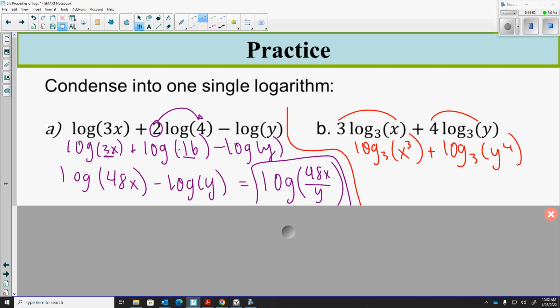Like if this was a 4 as well, right? You're saying could you combine them and just leave the 4 in front? It depends on what these are. Let's finish it and then you'll see why it might not work. So it's addition, right? So you can put them together. So it's log base 3 and you're multiplying. So it's x to the third and y to the fourth. That's it. You're done. There's nothing else to do.